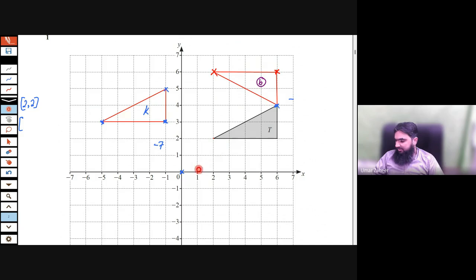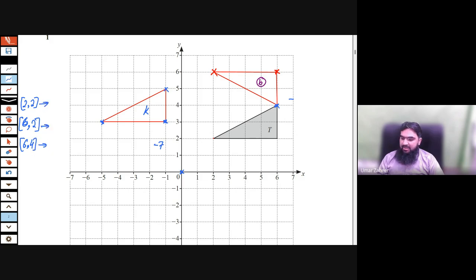For the second point, we have 1, 2, 3, 4, 5, 6. We are moving 6 places towards the right side and 2 places upward. So (6, 2). Now next we have 6 places towards the right side and 4 places upward. So the distance from the center of rotation to the object point is (6, 4).